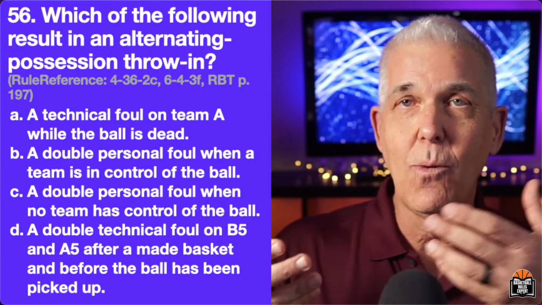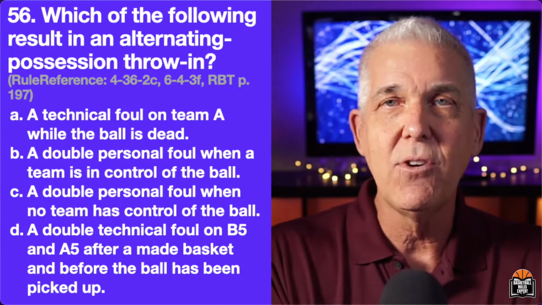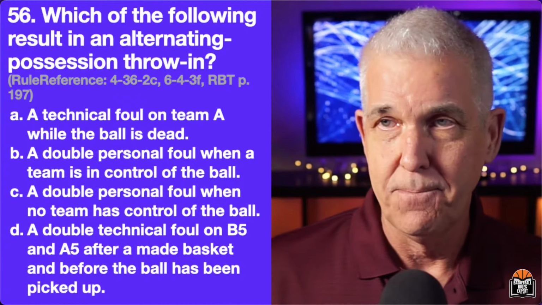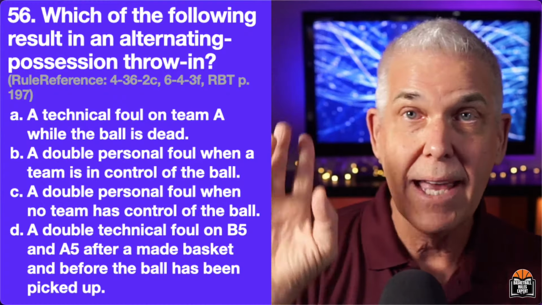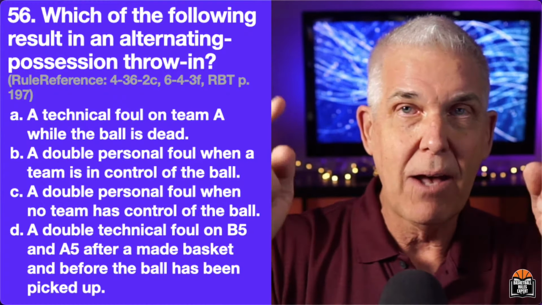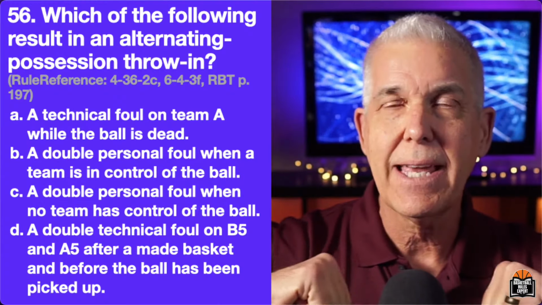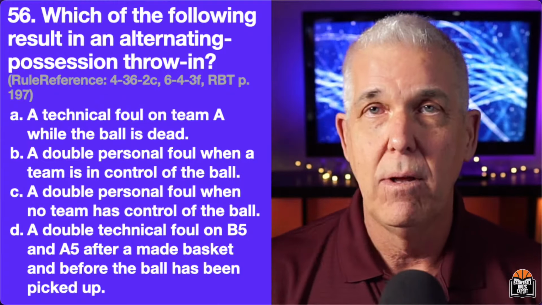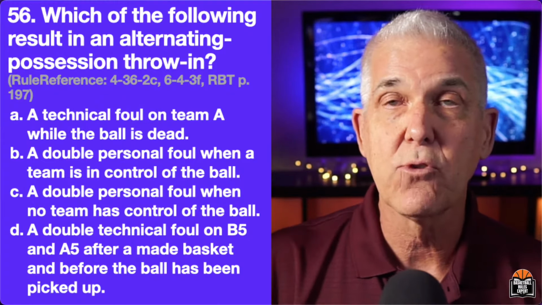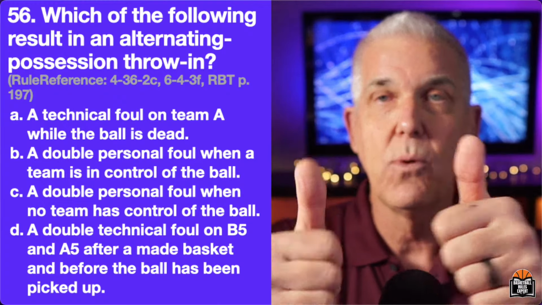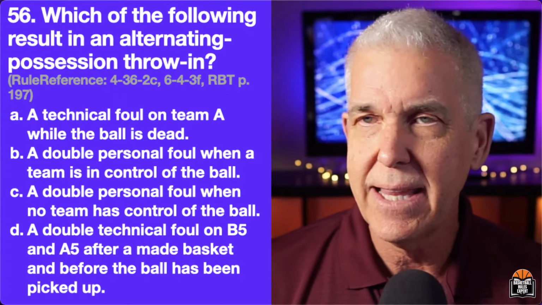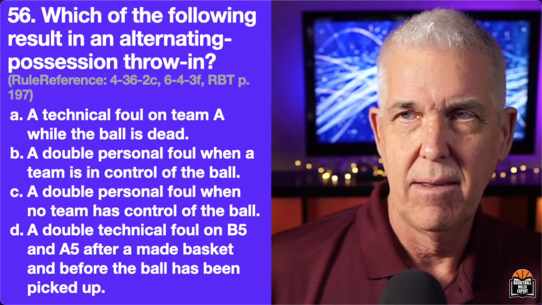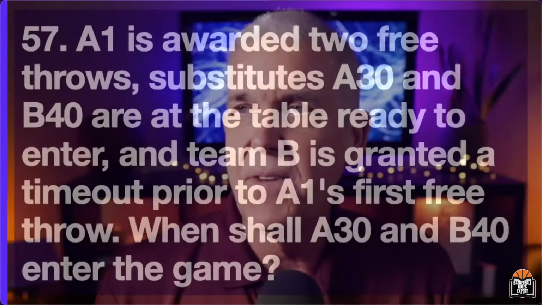When are we going to go to the arrow? When the ball is dead and we have no indication of who should be awarded the ball, right? So a try is released. It bounces off the rim. 2 players trying to gain position, right? Their arms are interlocked. The officials rule a double foul on those 2 players. There is no team control by rule. We will resume with an alternating possession throw-in in that instance. So our correct answer here is C. And we're moving on.